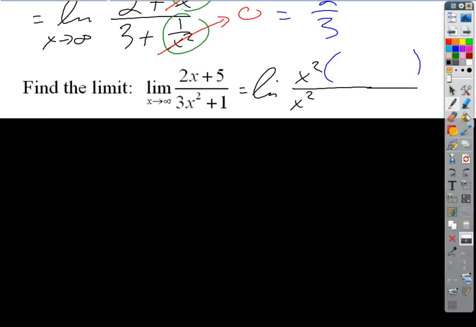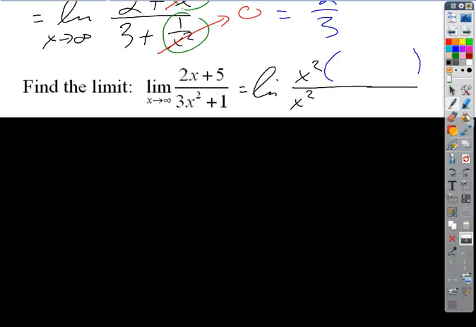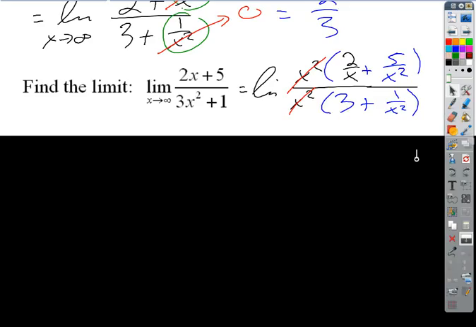So if I factor out an x squared up here, what am I left with? What's the first term give me? 2 over x. If I divide 2x by x squared, I'm left with 2 over x, and then plus 5 over, just like before, x squared. In the bottom, 3x squared divided by x squared is just 3, plus 1 over x squared. So the x squareds cancel algebraically, and then we look at what we're left with.